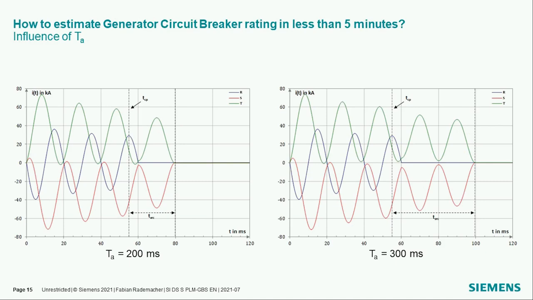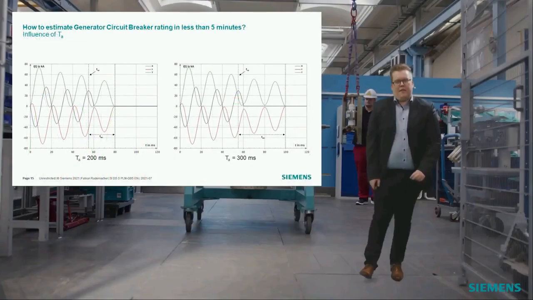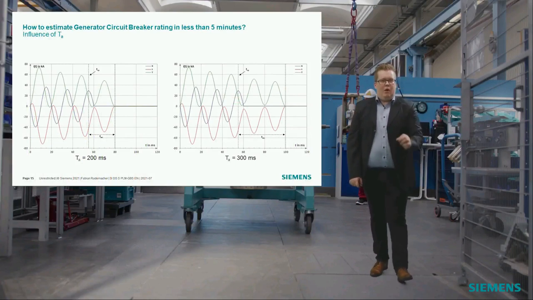And of course, as we can see here, for 200 milliseconds we will only have an arcing time of 25 milliseconds, and for 300 milliseconds we are already in the range of 45 milliseconds for vacuum. That's why only a slight difference in armature time constant can lead to a much bigger arcing time.